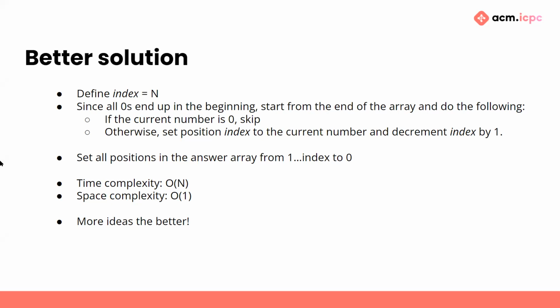So if you go from back to the front of the array and you get to a non-zero number, you know that it's not at the beginning since it's not a 0. But you know that the position in the answer is index. So you set the position of index to that number, and then you decrease index by 1, and then you move on, you keep going.